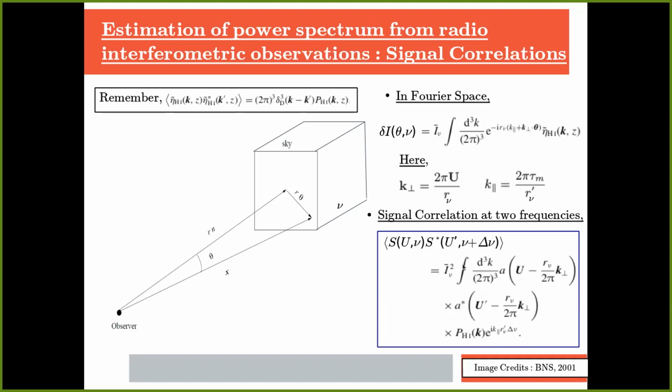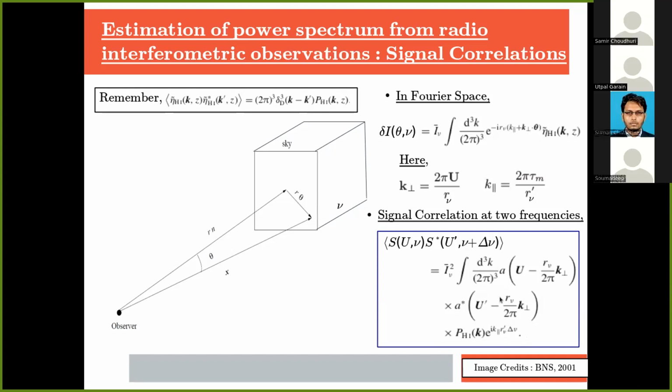So then the integration is over this A and A star, which is easily calculable. You can easily calculate that term. So then this factor becomes proportional to what is known as the multi-frequency angular power spectrum, which is the Fourier transform of this P_H1(k) along delta nu. So in this expression, we see that this u is in Fourier space and this nu is in real space.